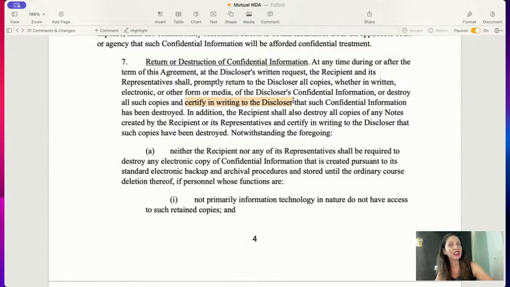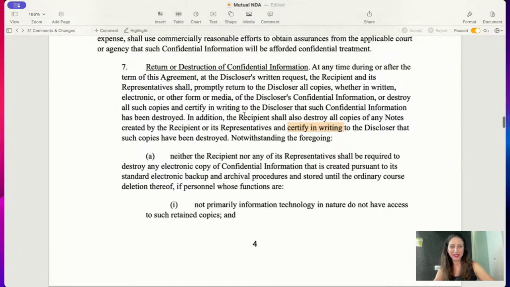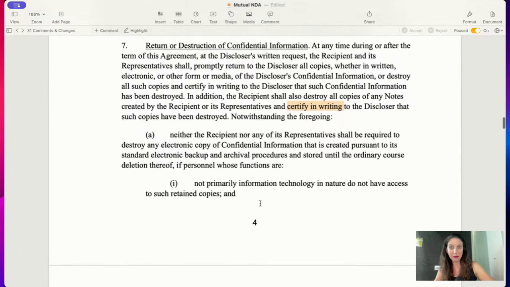Certification of return or destruction, either upon written request, at any time, during or after. Then certify, and in addition, the recipient shall also destroy all copies of any notes and things related to it. Destroy all copies created and certify it. Okay, that's what I wanted to make sure was there. They could have made both of those in one sentence, but no biggie. I'm just repeating it for the information plus the notes, but same.